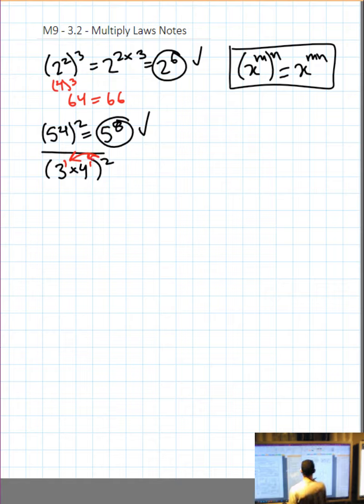I'm going to go down the page this time. So we get 3. 1 times 2 is 2. Times, I'm going to use the dot sign, 4. 1 times 2 is 2. So we get 3 squared times 4 squared.